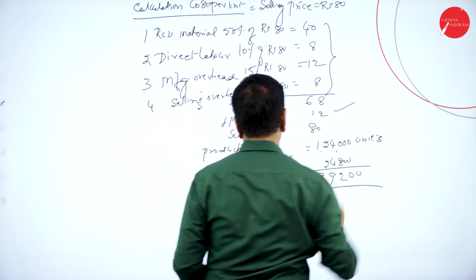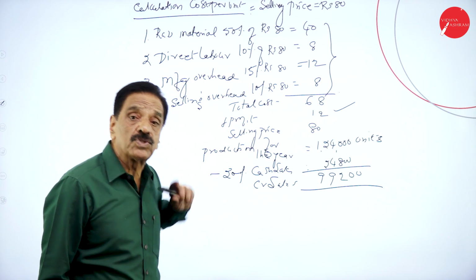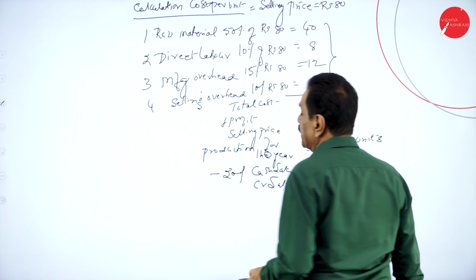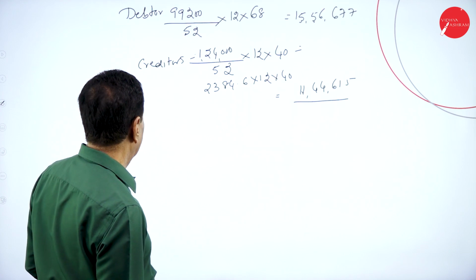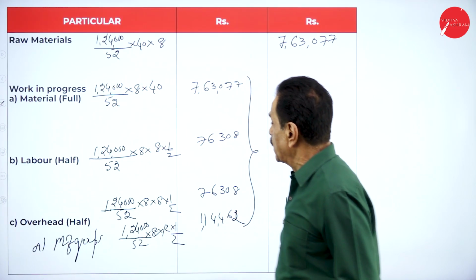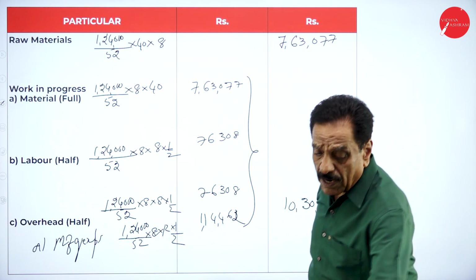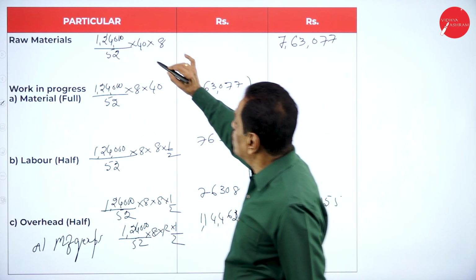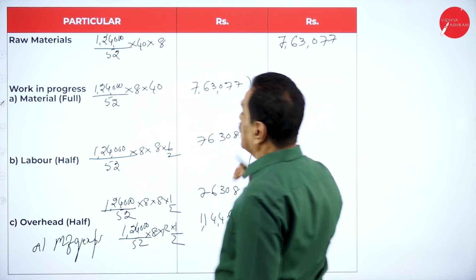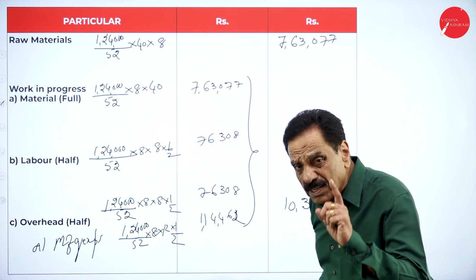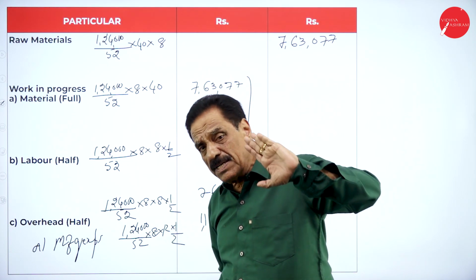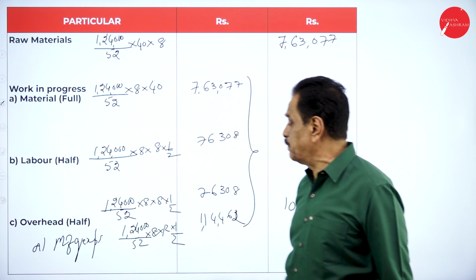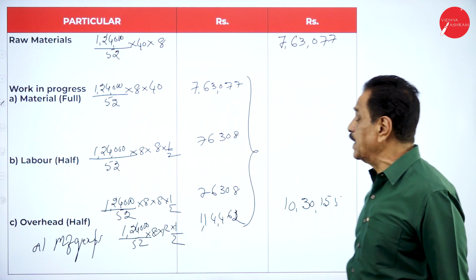This is the profit. Production for the year is 1,24,000 units. Out of that, 20% is the cash sale, 24,800. Coming back here, no labor, work in progress. Raw material in stock is 8 weeks, which means 2 months. 1,24,000 divided by 52 into 40 into 8. For work in progress, as I told you in the first session also, take the material at full value, labor half, then overhead half. Here extra is manufacturing expenses.